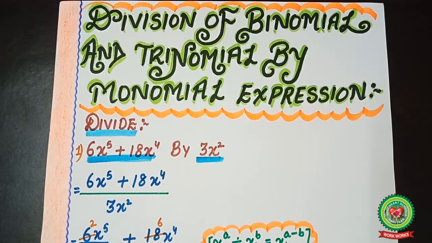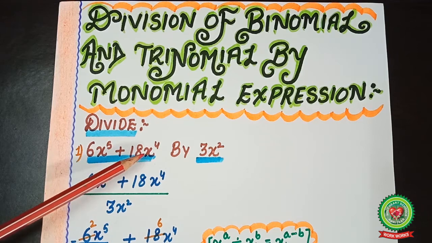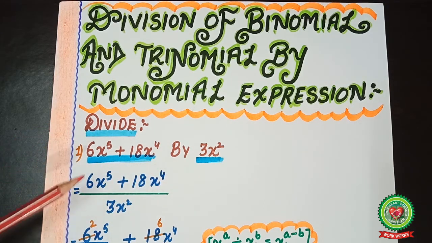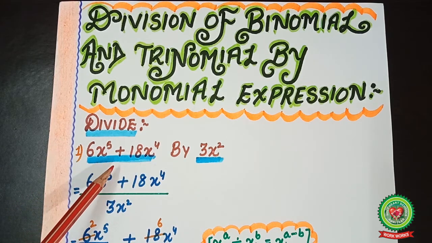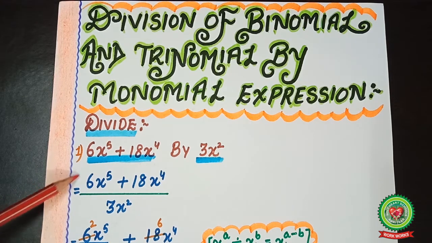So students, today we are going to learn how to divide the binomial and trinomial expression by monomial expression. So let's get started with the first example. Here it is. Just read the statement first. Divide 6x raised to power 5 plus 18x raised to power 4 by 3x square. Now first of all, we will see which type of expression is given to us. Here you can see that two terms are there, so that means it will be a binomial. And here only one term, that means it is a monomial expression. So now we will start our question.